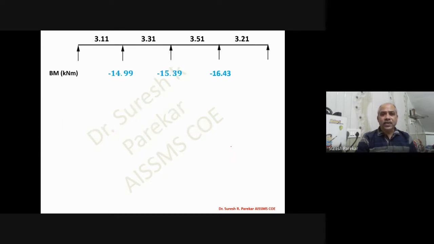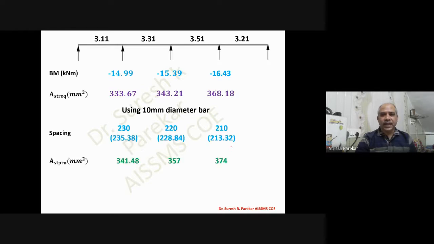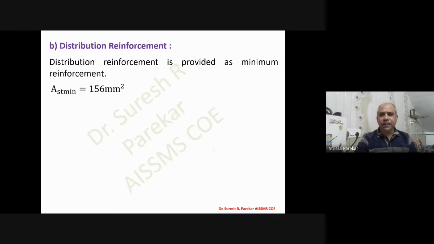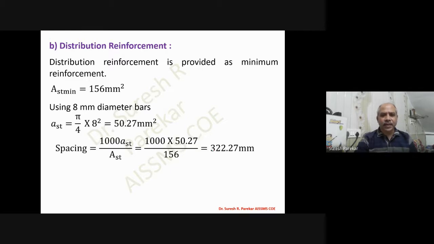Now this is for the span moment, and next at support. Again in the same way, required is 333.67, for which spacing required is 235, and we provided 230 spacing and 341.48 area of steel. So the maximum area of steel we have provided is 374 millimeters square. Then we have distribution reinforcement, which will be the minimum, 156 mm square, which we have already seen. We are going to use 8 mm diameter bars, which gives us 322.27 millimeter, less than 350 and 5D. So we will provide 8 mm at 320 mm center to center.